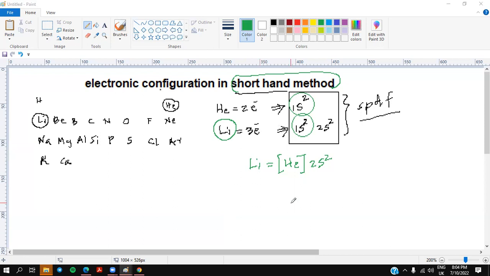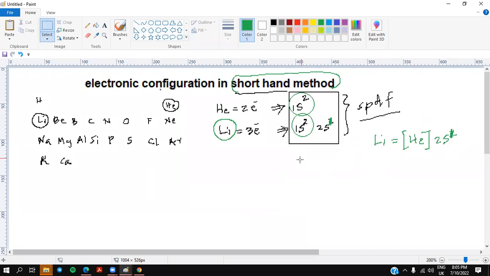Not 2s2. Oh, I'm sorry, I made a huge mistake. This is not 2s2, this should be 2s1. Thank you very much. Okay, we make mistakes. Thank you very much again. Okay. This is the electronic configuration shorthand method for lithium.